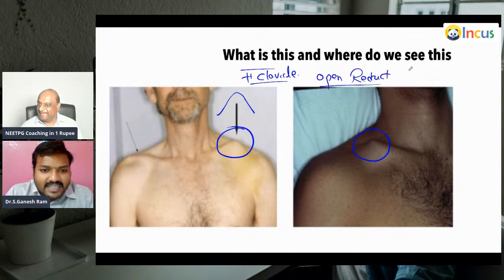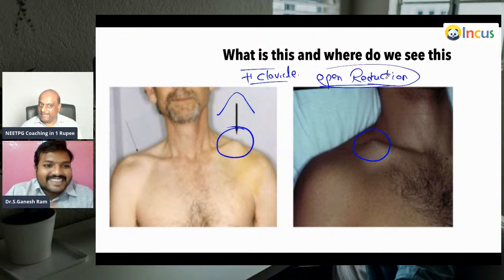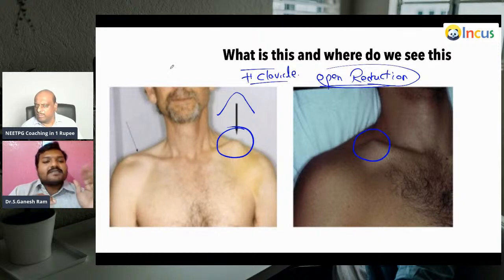But here there seems to be no break in the skin, and I cannot see whether there is any dip in the skin also. I see. This is something like a malunion in case of fractured clavicle, doctor. Yeah, this could be either malunion or a very displaced acute fracture. We have to see the X-ray to arrive at a final diagnosis.